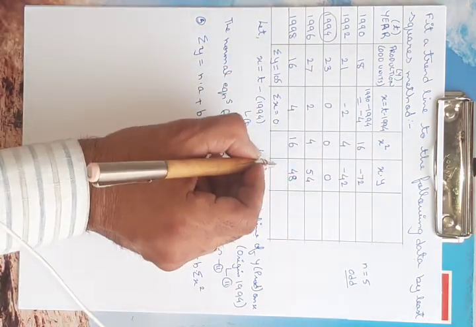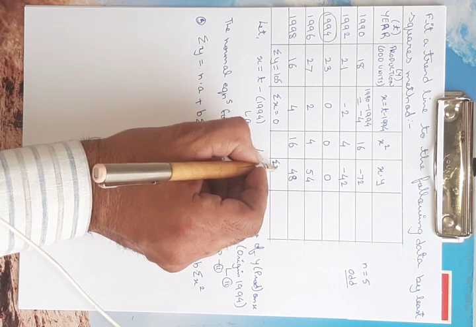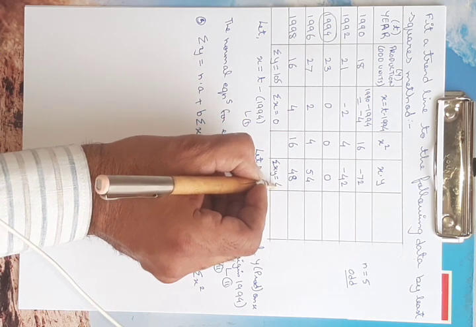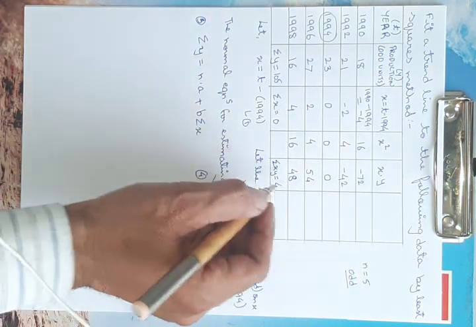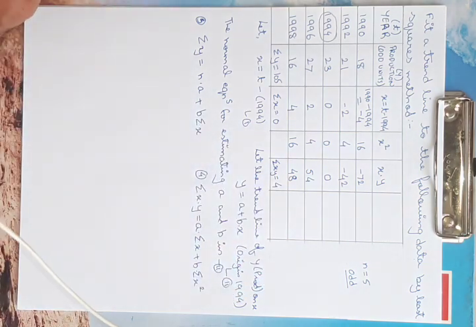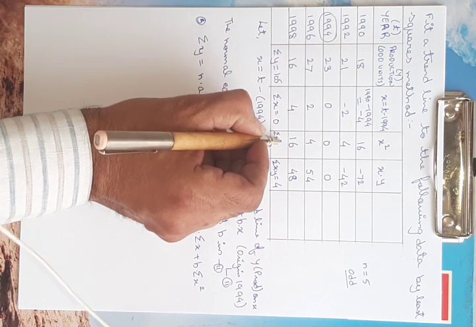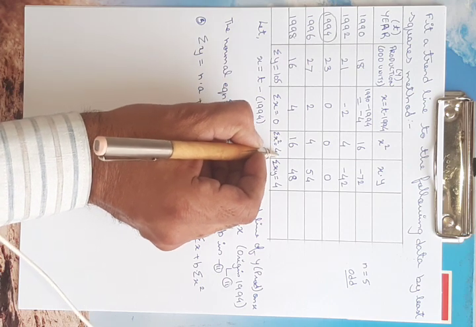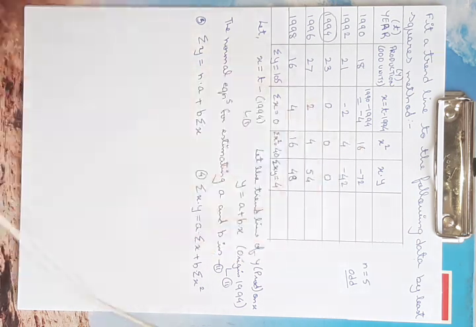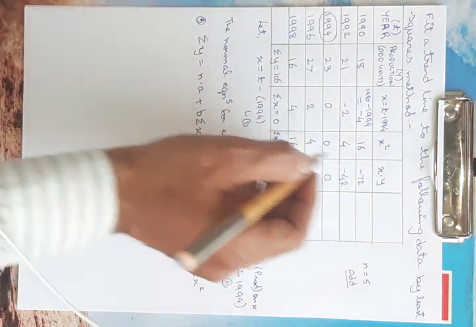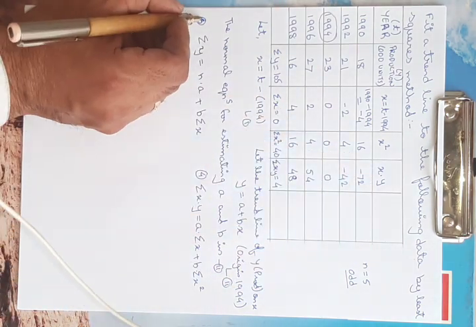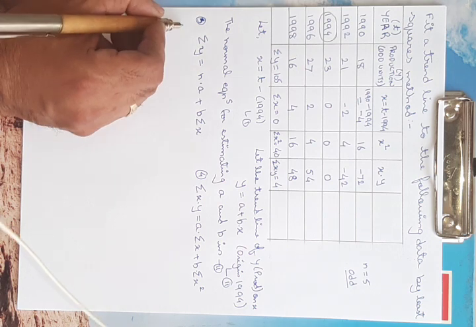Summation of xy is also required. Summation of xy is given by, when we do the addition, the value comes out to be 4. And summation of x square is also given: 16 plus 4 is 20, so it is 40. Now we substitute these values into equation number 3 as well as equation number 4.